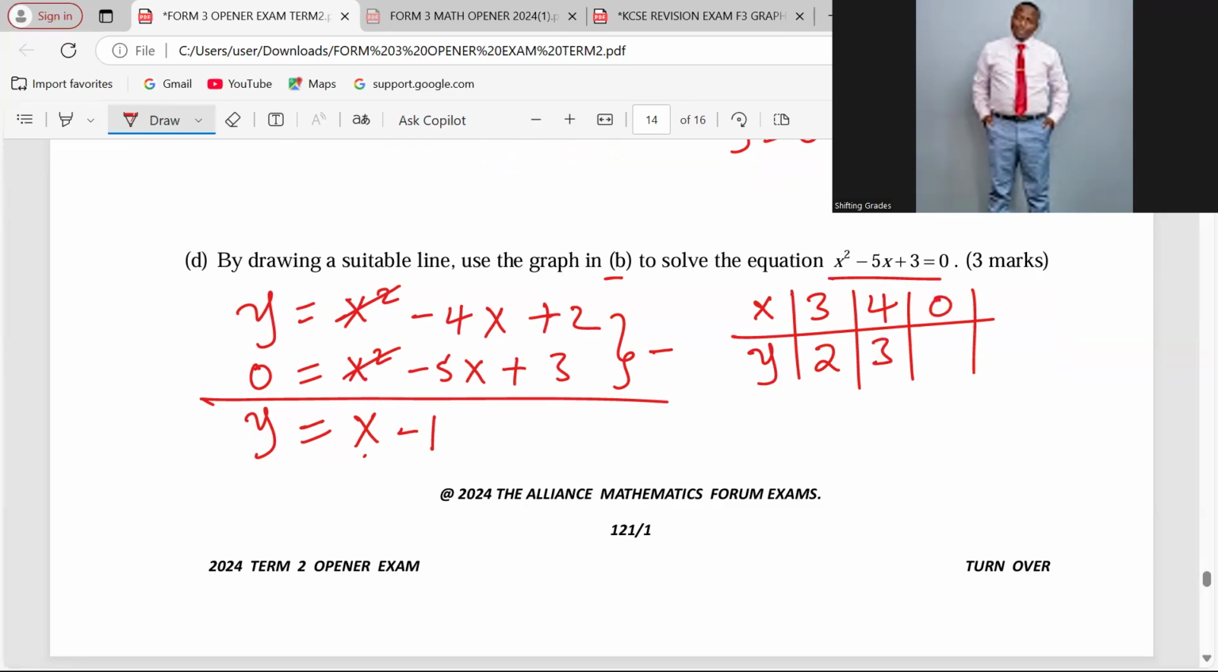What about when x is 0? We substitute 0 where there is x and we get negative 1. So with these coordinates, we can plot our line.